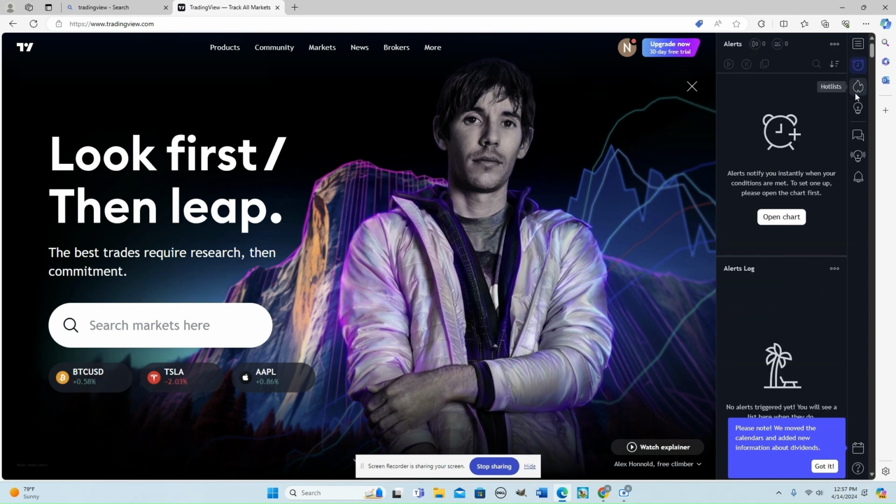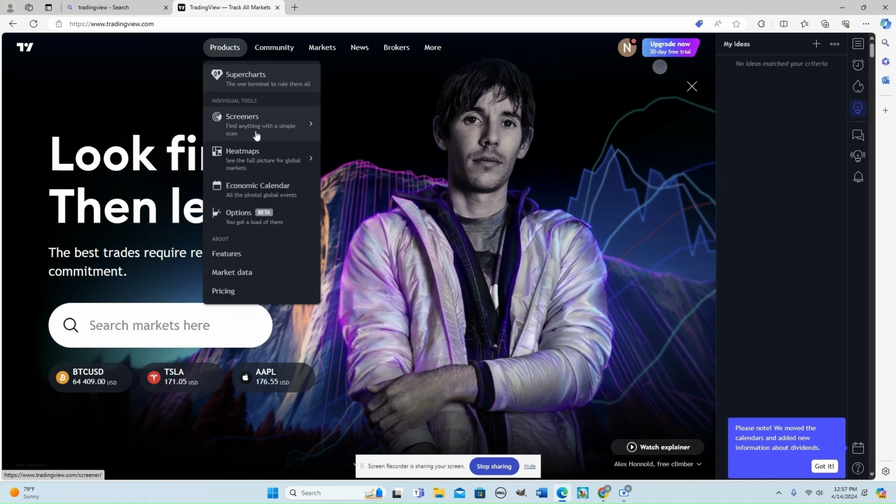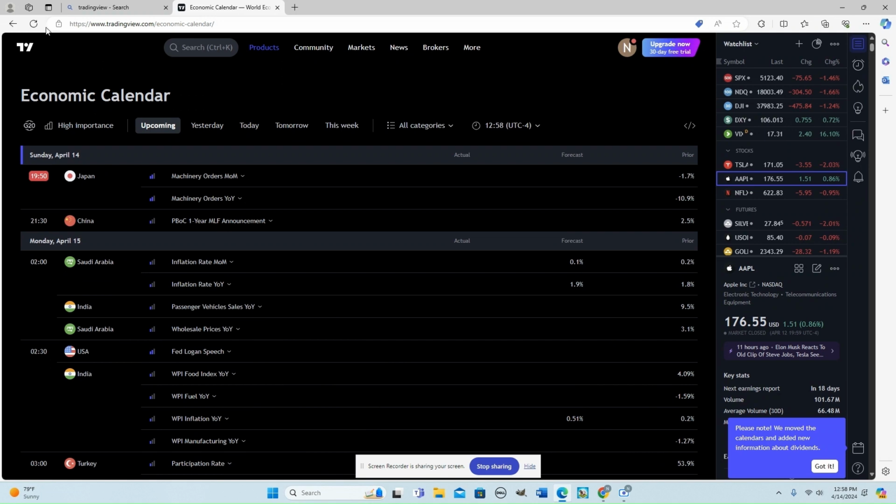You can set alerts for stuff, hot list. You can even create ideas, which is a pretty unique feature, especially for say the Discord. If I wanted to share my thoughts on a specific stock, I can make notes about it and then share it with you guys. Anyway, you have heat maps here, economic calendar, stuff like that. So I probably should have been looking at that last week, but yeah.